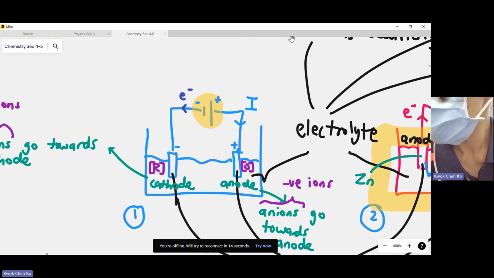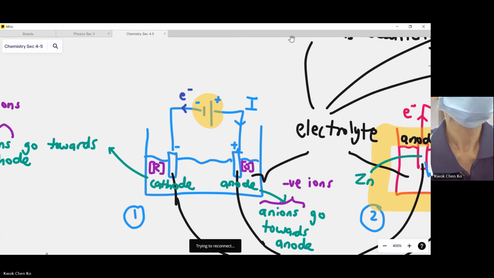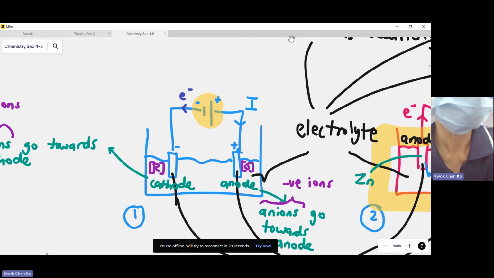I think there's a name for it, but I can't remember the mnemonic, because I don't need to remember that, so I hardly use the mnemonic. Anode oxidation, cathode reduction. I can't remember the mnemonic because I don't need to use it. I need to check it out. But for now, just remember that.